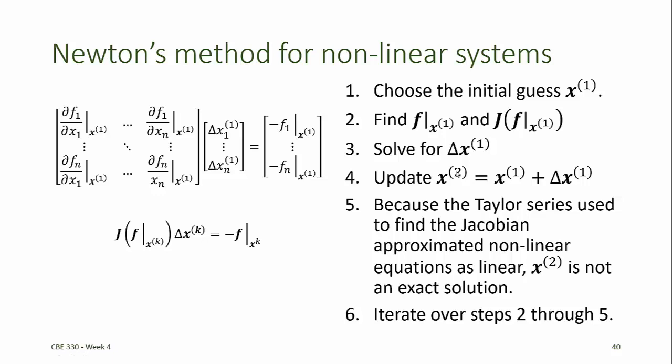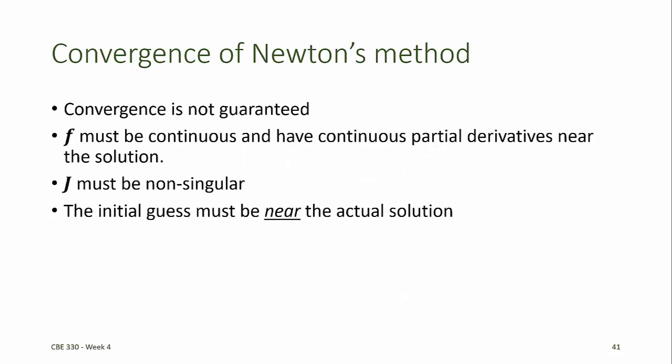Now, because the Taylor series approximated the nonlinear equations using only the first-order terms, x2 is also not an exact solution. So we iterate over steps 2 through 5, essentially using an extrapolation of Newton's method for a single equation to solve Newton's method for multiple equations simultaneously. The convergence of this method is not guaranteed.